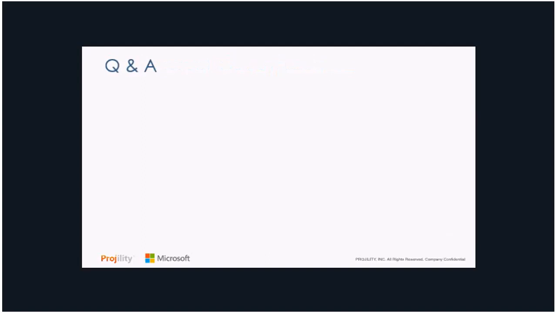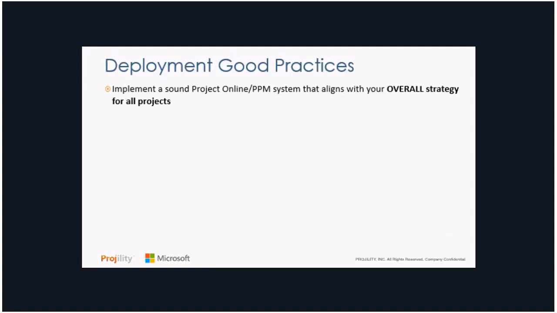So just moving forward with some deployment good practices. The first one is we always recommend you implement a really sound PPM system that aligns with your overall strategy for project management. If you're getting into a world where you're doing hybrid projects, then design it with hybrid projects in mind. If you're doing waterfall now and you're going to move into Agile in the next 12 to 18 months, design around waterfall, but leave yourself open to Agile and start thinking like, how am I going to manage Agile projects in this, and what's the impact on my portfolio going to be?